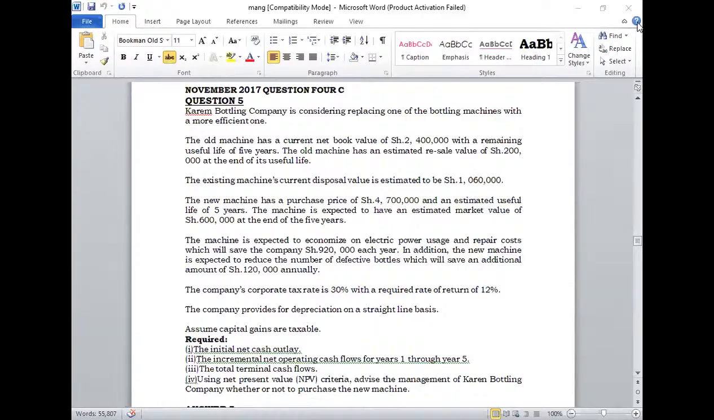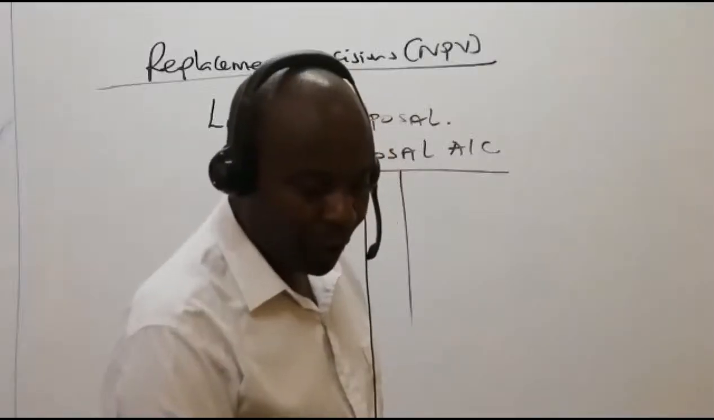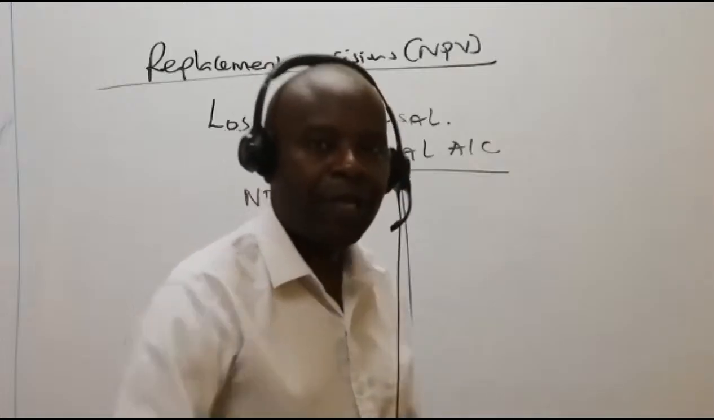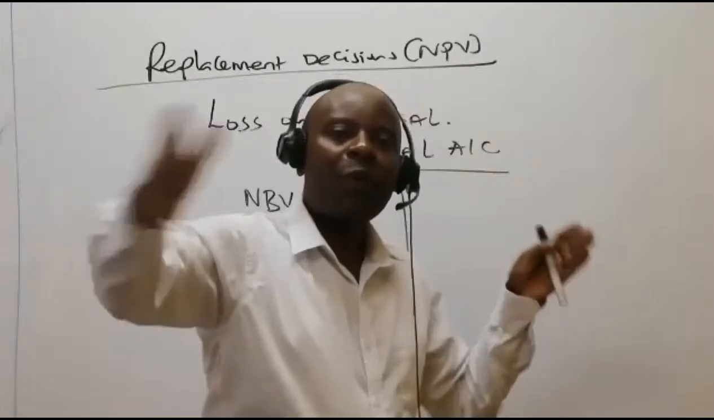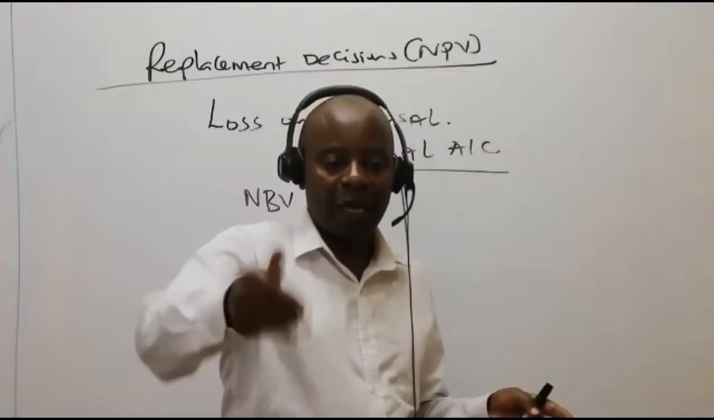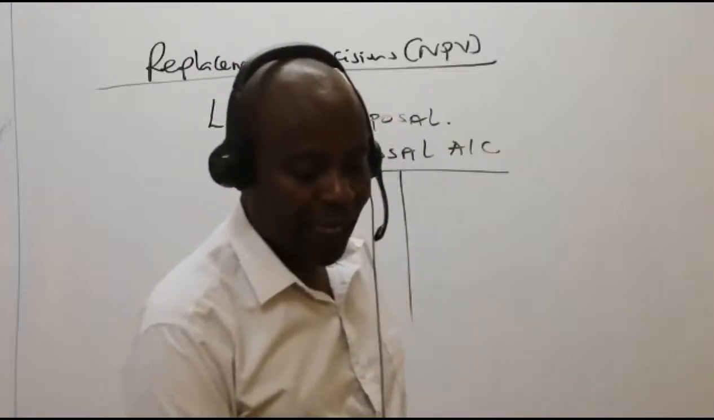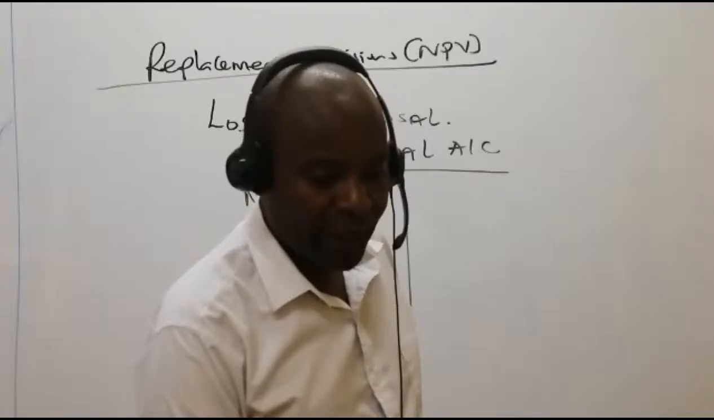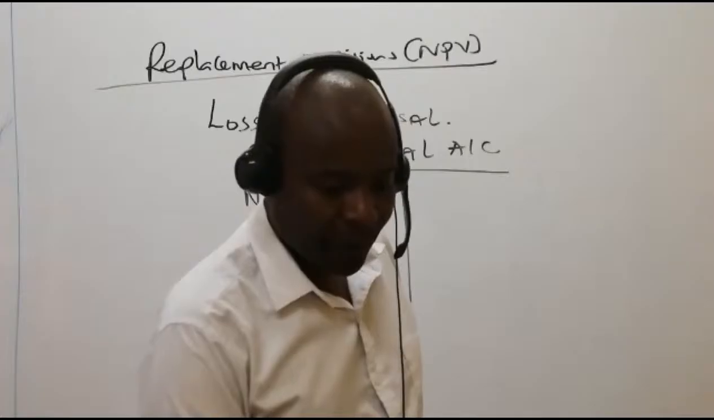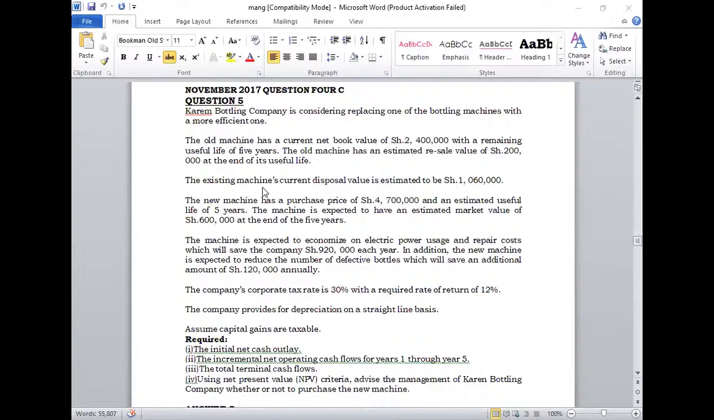Here, normally so many people confuse this with the scrap value. Scrap value is at the end of the useful life. Here we are not going to the end of the useful life of this old asset. No, we want to sell it today. And for us to sell it today, we've been told if we sell it today, we are going to realize how much. If we sell today, they are telling us the existing machine's current disposal value is 1060.